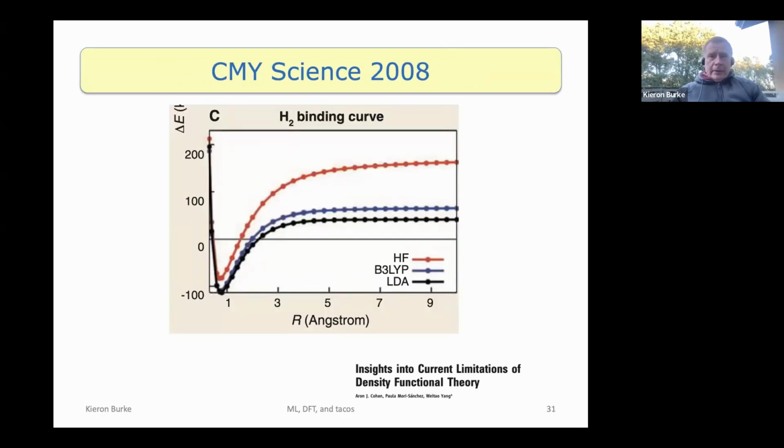Now this is the kind of problem we want to be able to solve, an H2 binding curve. We want to see if we can get the entire curve. This was a famous Science perspective, showing your standard functionals, Hartree-Fock, B3LYP, LDA, all, if you restrict the calculation as you stretch the H2 bond to being a spin singlet, then it dissociates to the wrong energies.